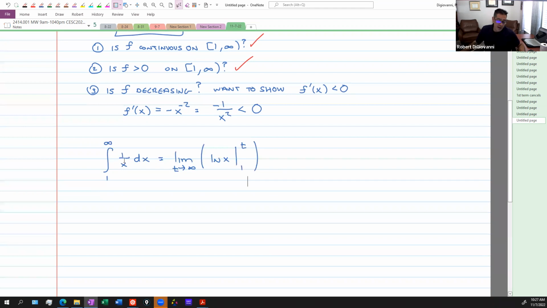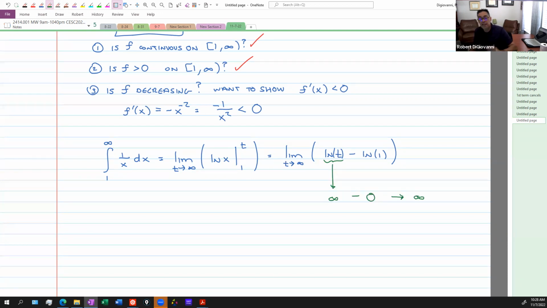The antiderivative of 1 over x is natural log of x. I need to evaluate at the two endpoints. I'm going to go from 1 to t, and I'm going to let t go to infinity. This should be the limit as t goes to infinity of natural log t minus natural log 1. Just plugging in t and then plugging in 1. And that goes to infinity, doesn't it? Because natural log of infinity goes to infinity, and then minus natural log of 1 is 0. So this becomes infinite, which means that the integral diverges. The integral diverges, and if the integral diverges, then so does the series.